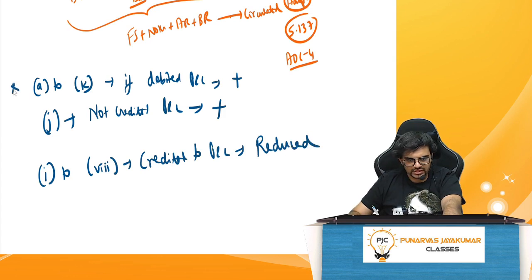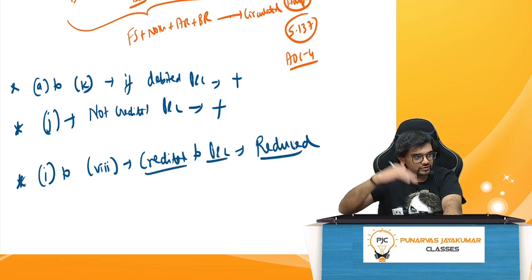So in today's class, we'll have to discuss all these three, guys. A to K, if debited in the P&L account, add back. J, if it is not credited to P&L account, add back. Items 1 to 7, 1 to 8, credited to P&L account, have to be reduced. Coolly, one by one, we'll go.